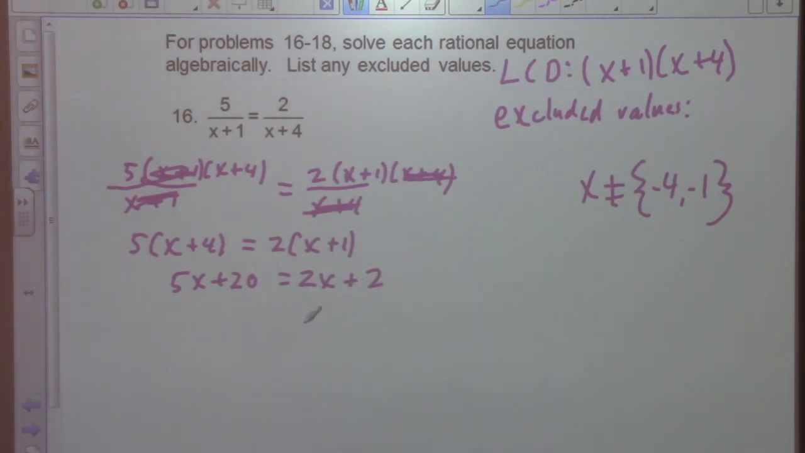Okay, what next? Solve for x. So we'll subtract 2x here, subtract 2x here, subtract 20 here, subtract 20 here. So we get 3x equals -18. So x equals -6.